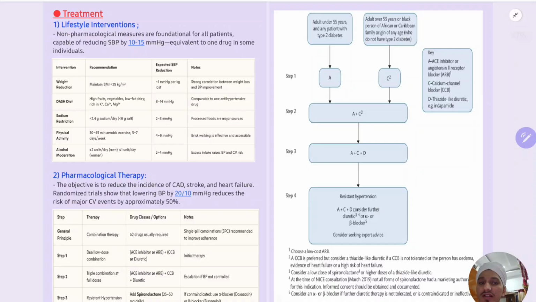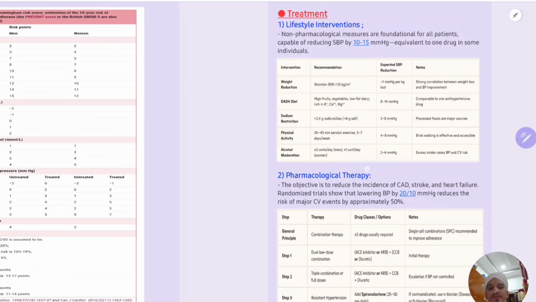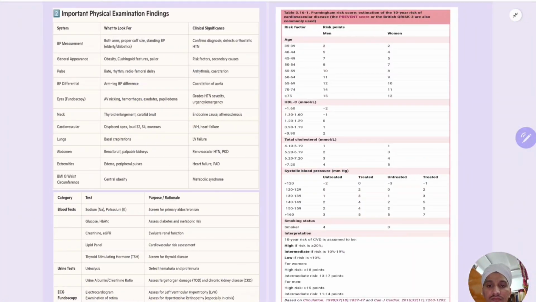How do you evaluate the 10-year cardiovascular risk? So today we covered the history, methods of taking the BP, aims of management in patients with hypertension, important physical examination, first line and second line investigations, and calculating the cardiovascular risk score. I think this is enough for today. We'll discuss the treatment in the next class. Thank you.